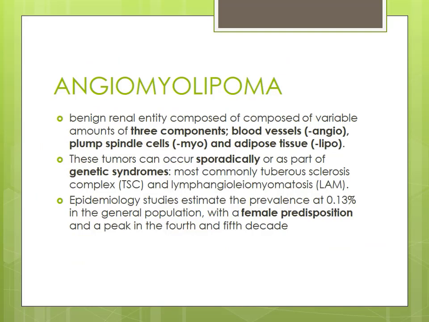Angiomyolipoma. Angiomyolipoma is another very important entity, and it's a benign renal entity, and as the name suggests, it's composed of 3 structures. The angio, the blood vessels; the myo, the smooth muscle, the spindle cell muscle; and lipo, the adipose tissue. These are the 3 entities which are present in the angiomyolipoma. They can occur sporadically, or they can sometimes be associated with genetic syndromes like tuberous sclerosis and lymphangioleiomyomatosis. The prevalence is 0.13% in the general population, and they have a female predominance with a peak in the 4th and 5th decade.